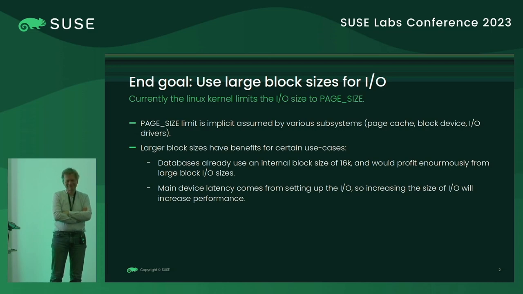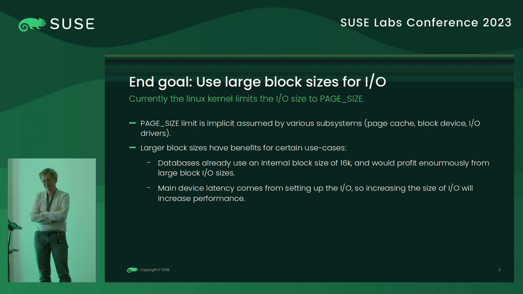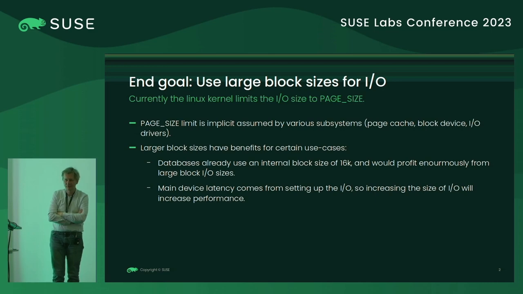And the thing is that larger block sizes might actually be beneficial. Because, say, databases have this habit to actually, more often than not, want to store more than, in our case, 4K. So some databases actually use an internal block size of 16K and rather want to store this atomically.